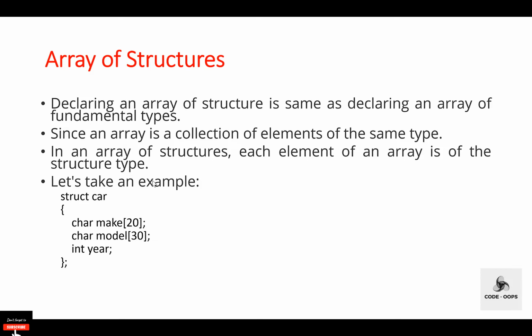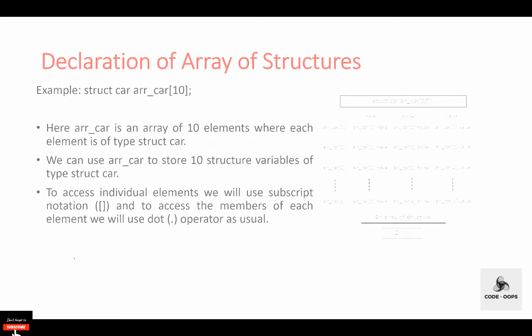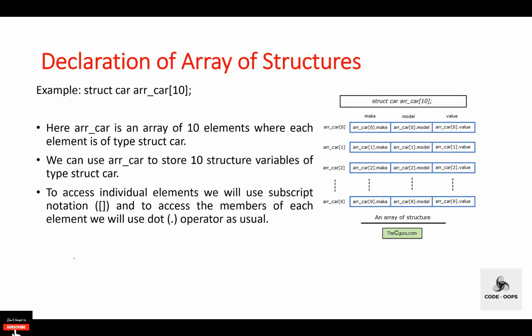For example, struct is a keyword and car is the name of the structure. The car structure has three data members: make, model and year. The structure definition ends with the closing curly brace and a semicolon. Then after that, declare an array of structure.